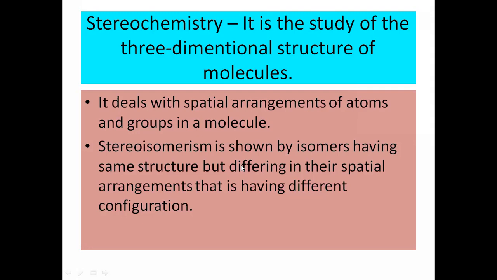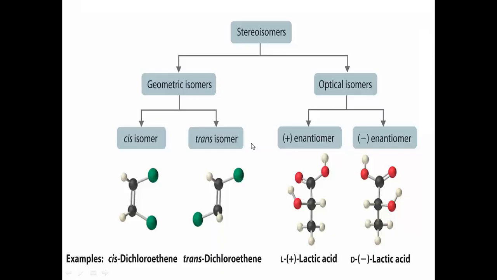So there are two types of stereoisomerism. The one is optical isomerism and the second one is geometrical isomerism. So stereoisomers are mainly of two types: optical isomers and geometric isomers.